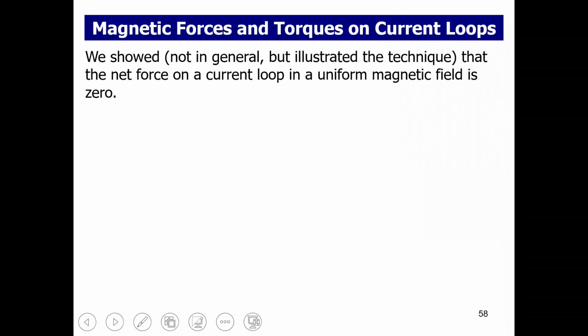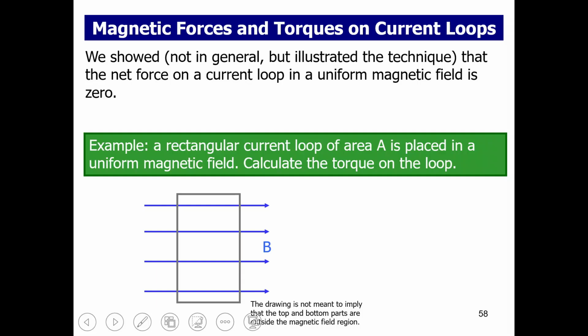But just because it can have no net force doesn't mean there's no net torque. We saw that with dipoles in electric fields. So what happens is that we can take a loop of wire in a magnetic field, and I'm going to assume that this wire is fully enclosed in the magnetic field, even though it's not necessarily being shown exactly in the diagram.